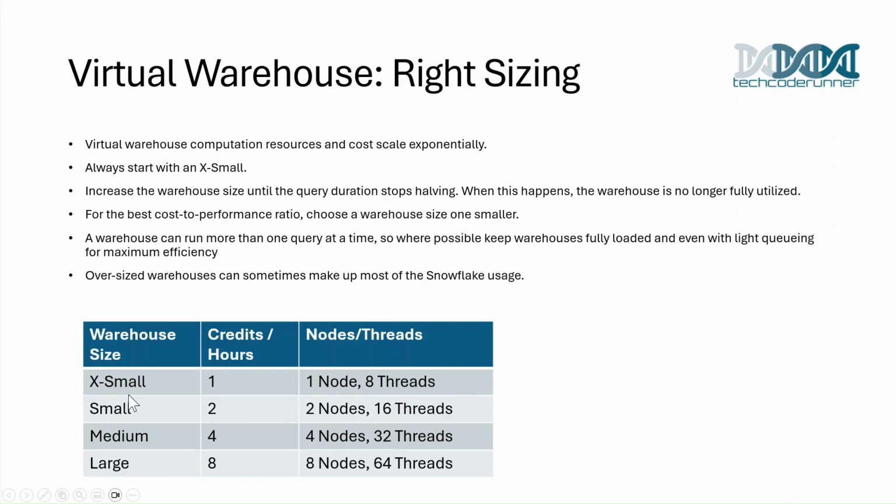So in the table below, you can see if I have an X-Small virtual warehouse, it provides me one node and eight threads, but it charges me one credit per hour. If we go from X-Small to Small, it gives me two nodes, 16 threads, and it charges me two credits per hour. If I go from Small to Medium, it now increases from two nodes and 16 threads to four nodes and 32 threads, and it charges me 4 credits per hour. So in this way, virtual warehouse computation resources and cost scale exponentially.